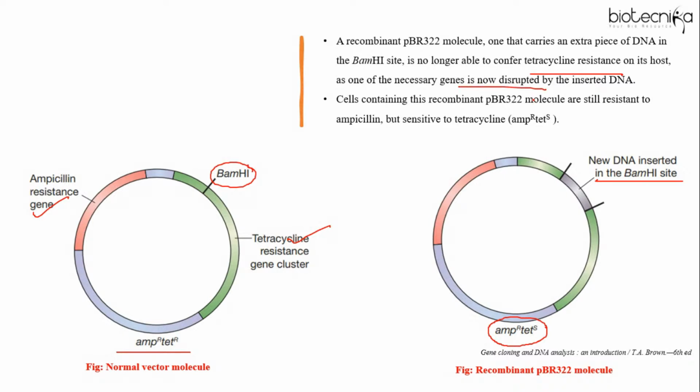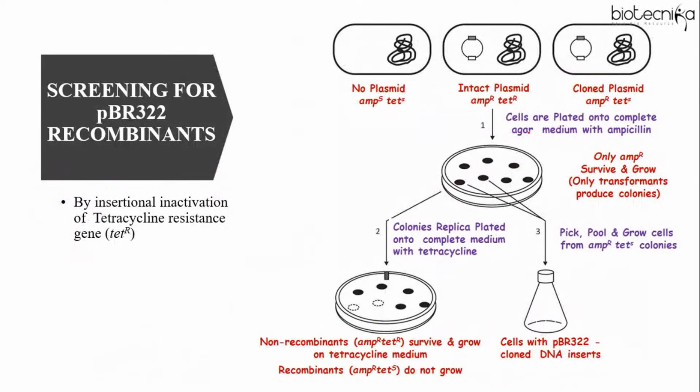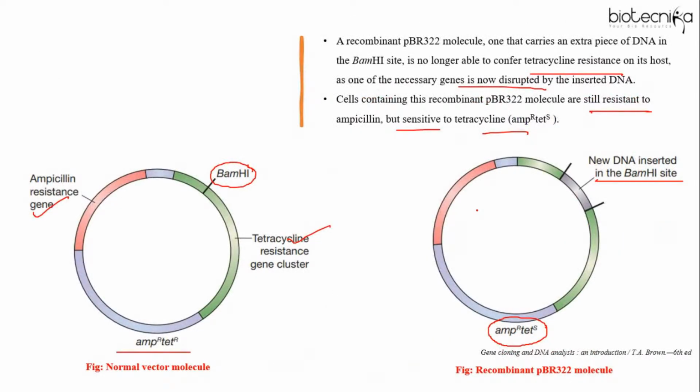The gene is now disrupted. So it will be resistant to ampicillin but sensitive to tetracycline. Now the question arises: why are we introducing our gene of interest into the tetracycline gene? Because I told you we are using antibiotic resistance genes as a marker. We are using the antibiotic resistance gene as a selection marker, right?